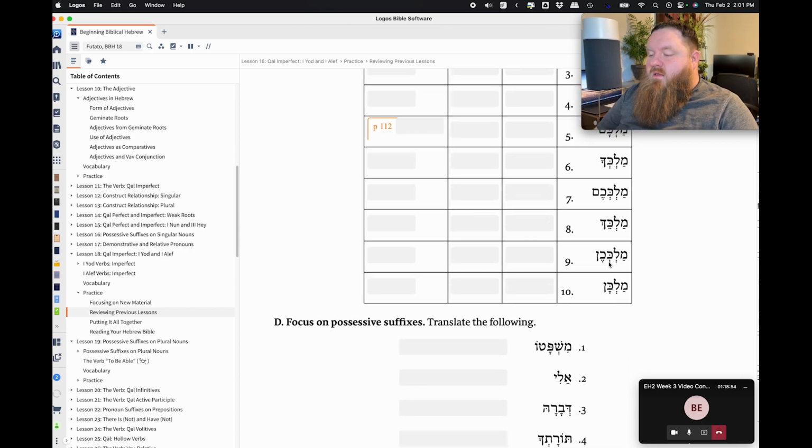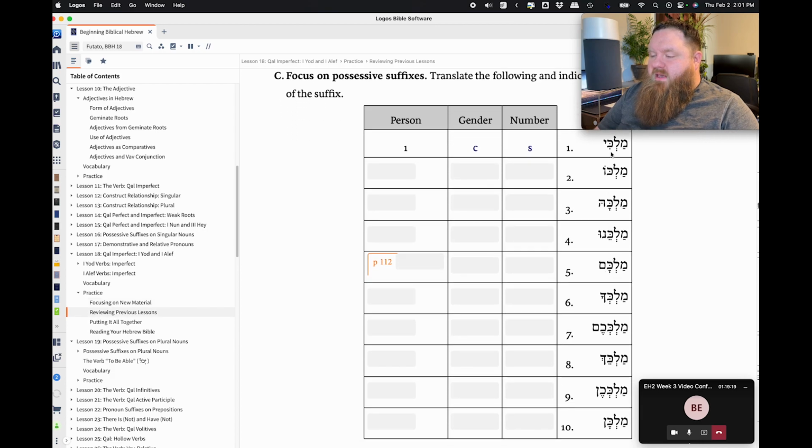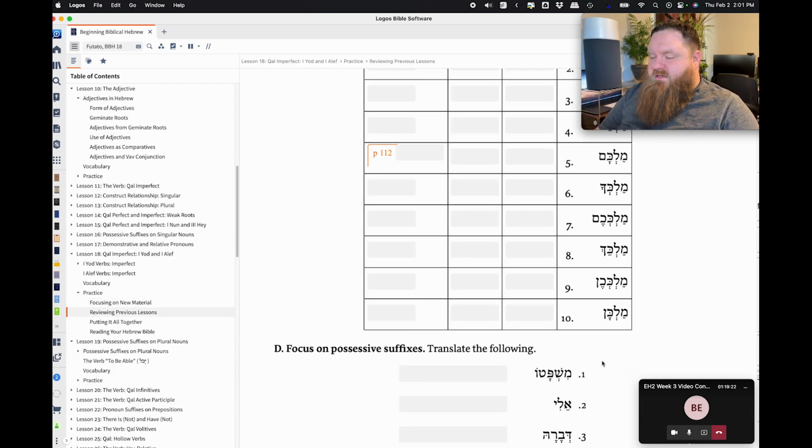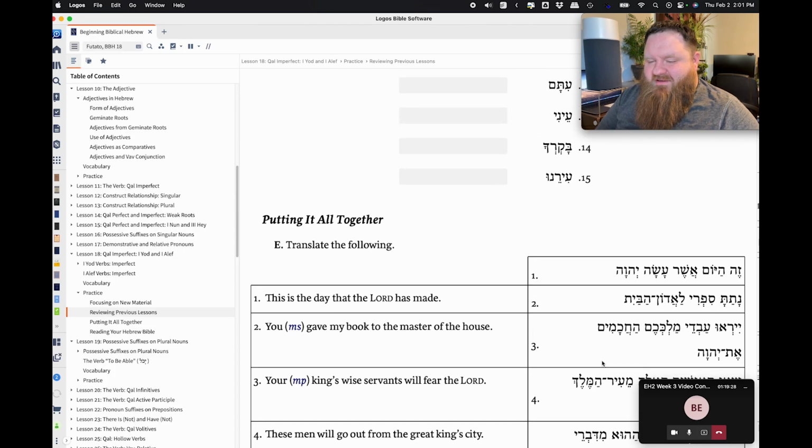And malkechen, kaf segol nun, that is 2fp, so it's your king. And then malkan, the nun, is third feminine plural. So this is going to be their feminine plural, king. But again, with all of these, king is singular because there is no yod before the suffix, or part of the suffix.